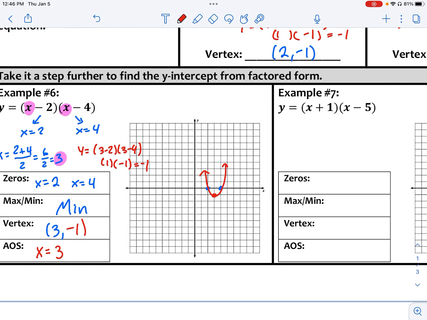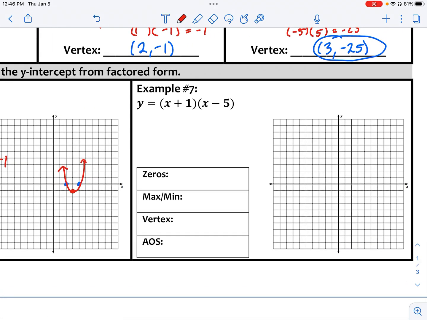All right, I would recommend trying the last example before you watch it. So zeros, we're going to change the signs. So x equals negative 1 and x equals positive 5. So we can graph those. So negative 1, 1, 2, 3, 4, 5, positive 5. It's positive, so it opens up, which means it has a minimum. So for the vertex, you either can find the center of those 2 points. So the center to me looks like it's 2, but we could also average them. So negative 1 plus positive 5 divided by 2. 4 divided by 2 equals 2. So I know my x value of the vertex is 2.